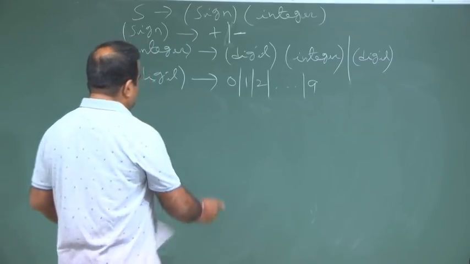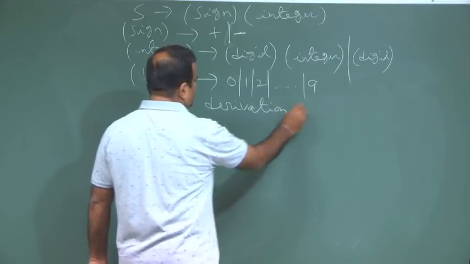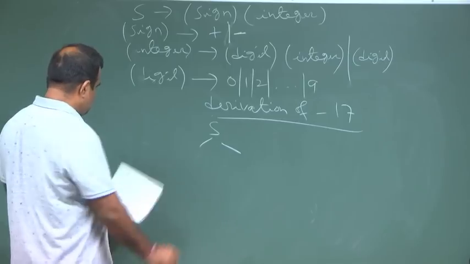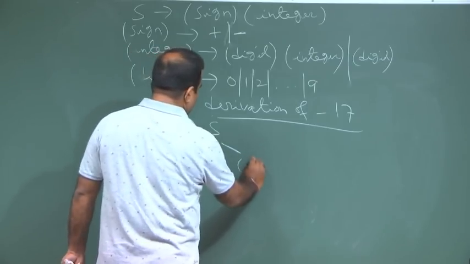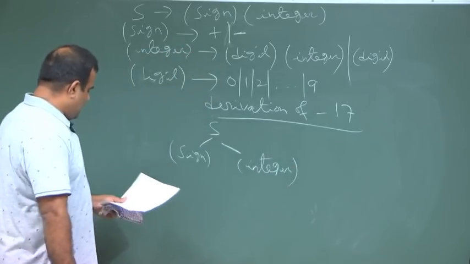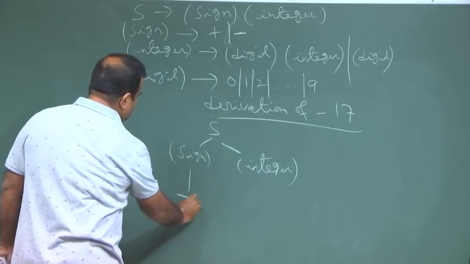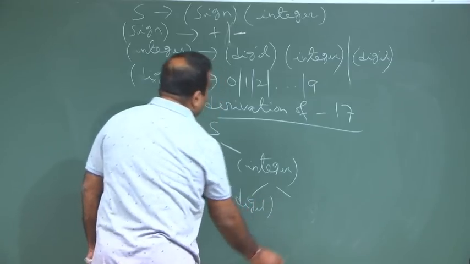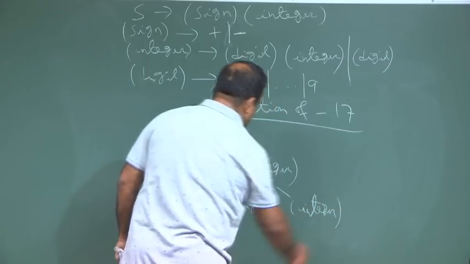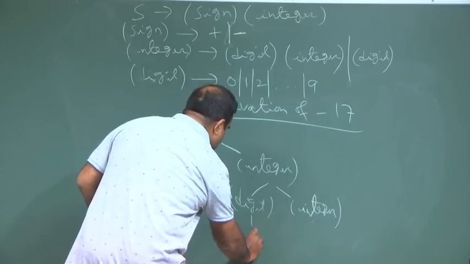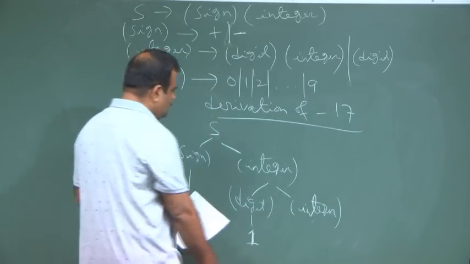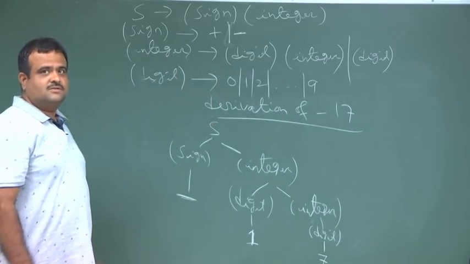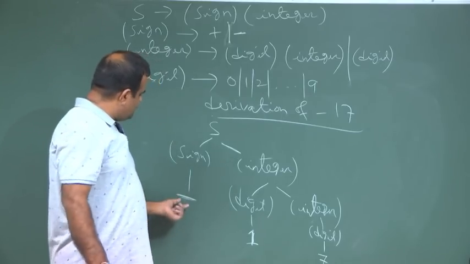Okay, so we will try to draw the derivation of minus 17. S is going to have sign and integer, and this sign is going to be either plus or minus, we will take the minus one. And the integer is again going to, we will take this rule, digit and integer again, and then this digit we can go to 1, and this integer again we can go to digit, and this digit is going to 7. So, if you read the leaves, it is minus 17.